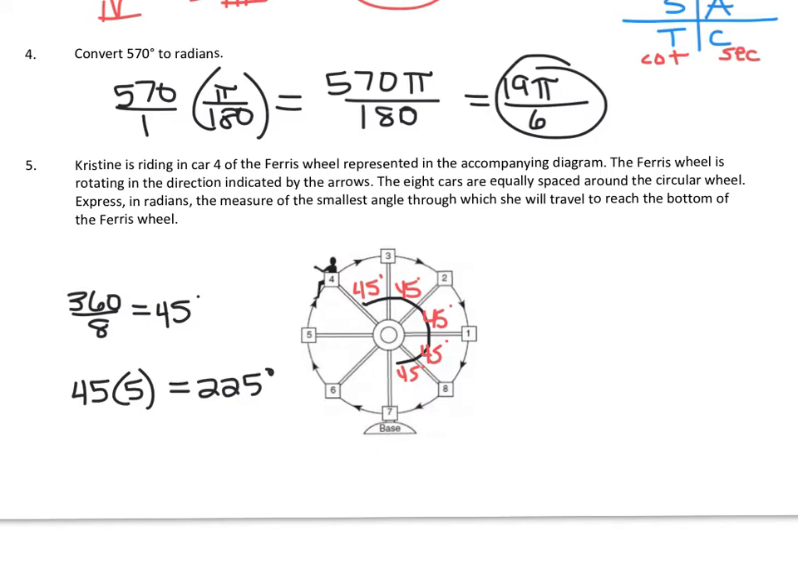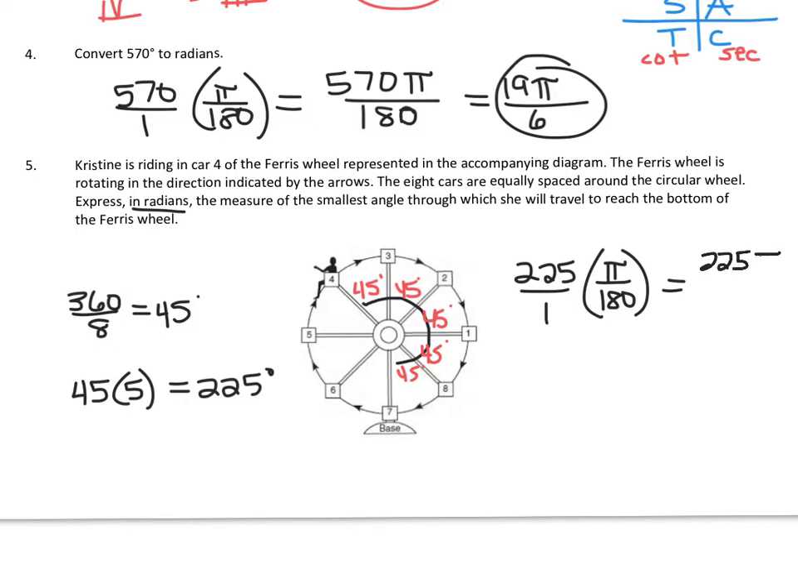Now they want us to express that in radians. So just like number 4, in order to convert from degrees to radians, you take it and you multiply by pi over 180. Okay, so now if I multiply across, I get 225 pi over 180.